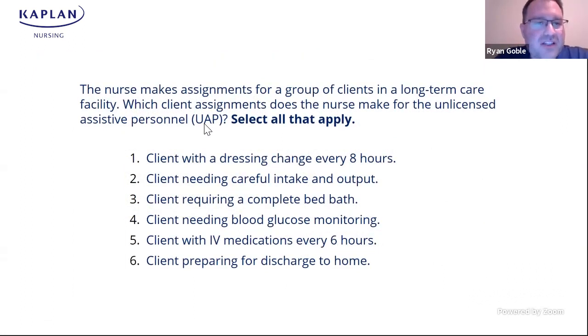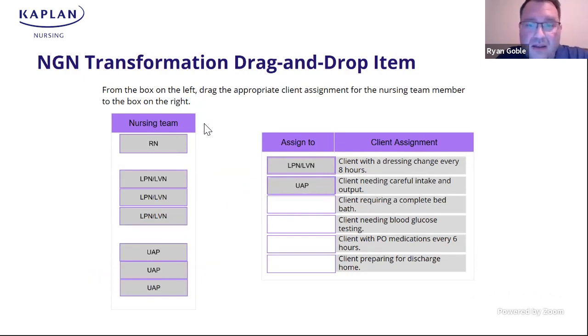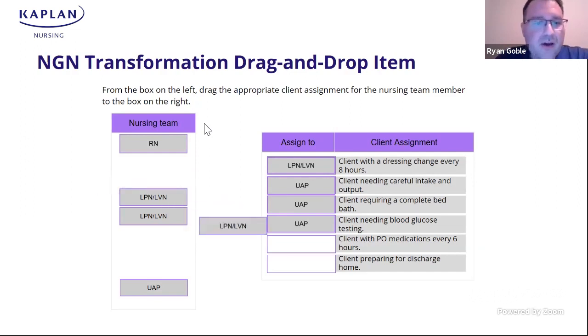This select all that apply question is about scope of practice. And so we took this question and we turned it into a drag and drop. The LPN/LVN, they can do the dressing change. A UAP, they can monitor eyes and nose. The UAP can complete a bed bath. If the UAP has been checked off on the procedure, the UAP can perform blood glucose testing as it is a standard unchanging procedure. The LPN/LVN can administer medications, but we're reserving the RN for that discharge teaching.